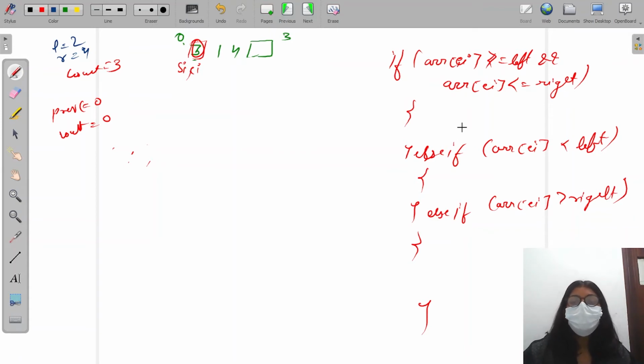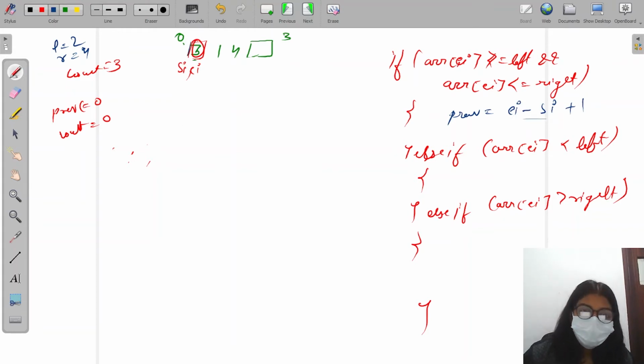Now I will calculate the previous count. I will keep the count of the subarrays that are ending at 3. How can I calculate my count? I can calculate it by subtracting SI from EI and then adding 1, that is EI minus SI plus 1. If my EI and SI are both at the same position, it gives me 0, and 0 plus 1 is 1.